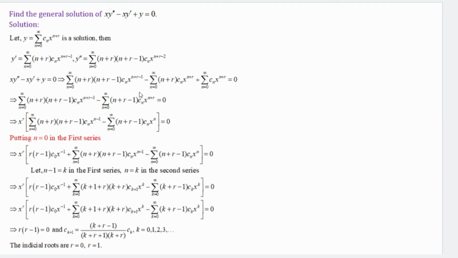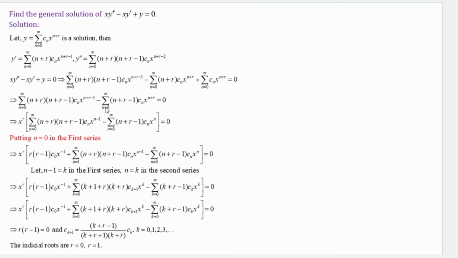Now we can see here this one x power n plus r minus 1, but these two have the same power n plus r. So we take common cn x power n plus r from these two series. Now it becomes n plus r minus 1 cn x power n plus r.